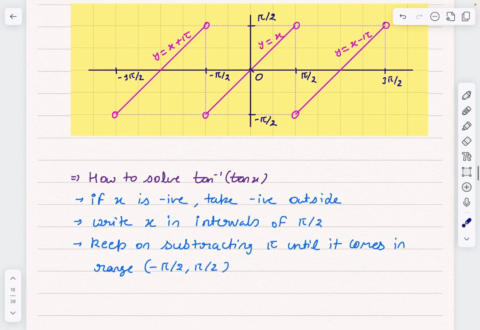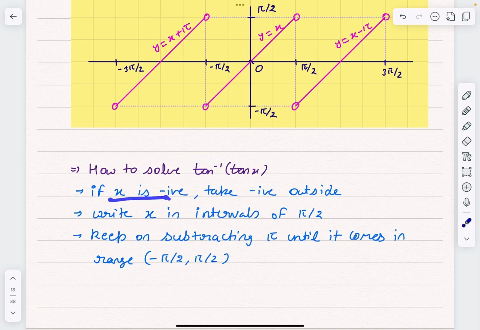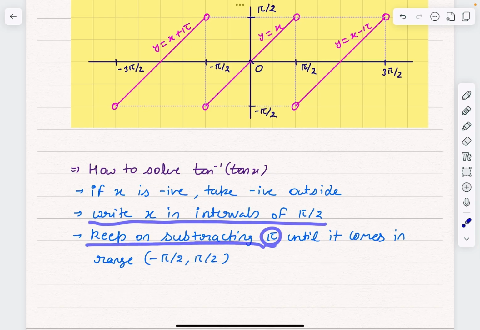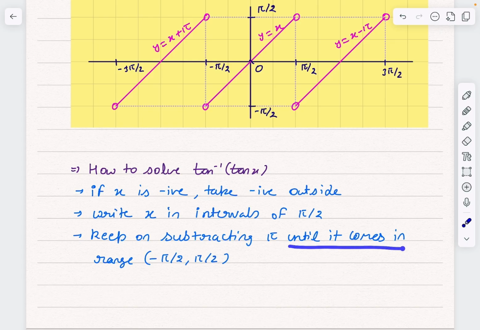How to solve tan inverse of tan x? Again, if x is negative, take the negative outside because it is an odd function. Write x in intervals of pi by 2. Then keep on subtracting pi, because the period now is pi, until it comes in the range minus pi by 2 to pi by 2. There is no other interval you have to check. Then just cancel out tan inverse and tan.